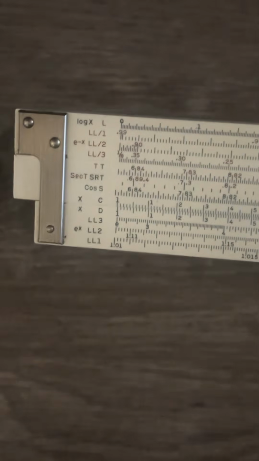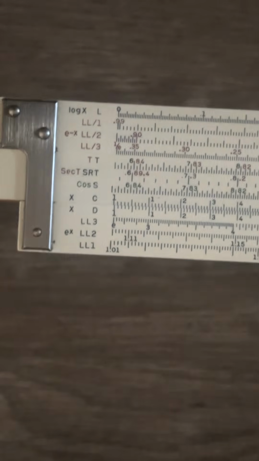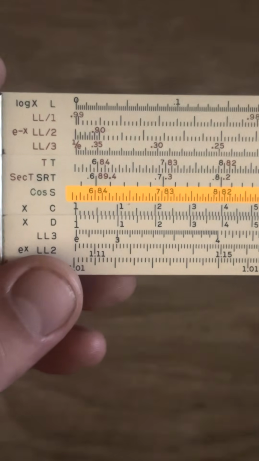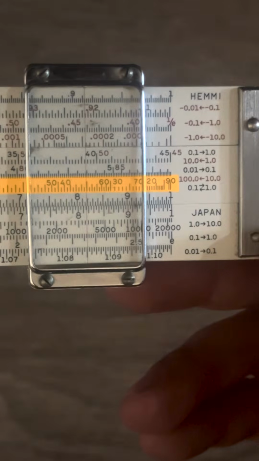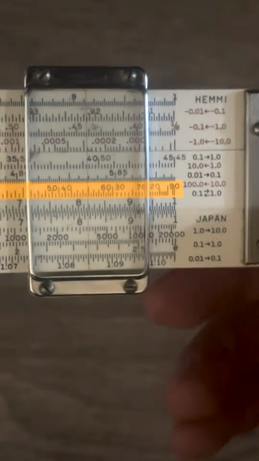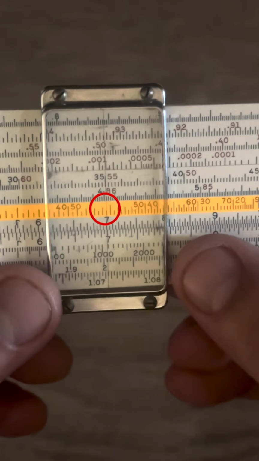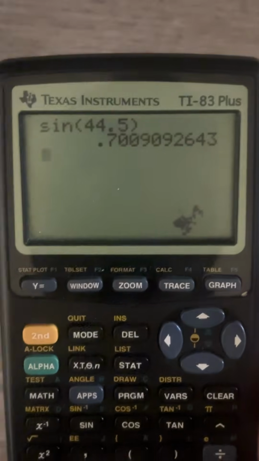Sometimes we have to use the CI scale with the tangent scale, and we can't just use the C and D scale like we do for S and cosine. If you look at C and D, it goes from 1 to 10 all the way down to the other end. The S scale goes from 5.7, it eventually goes up to 90 degrees. So that's a right triangle. So about 44.5 degrees on the sine scale is 0.7, and that matches there.